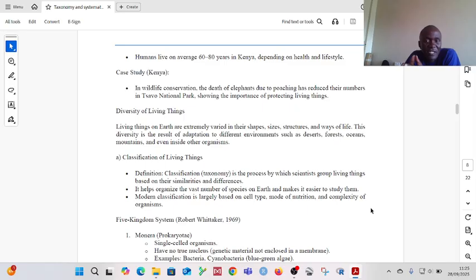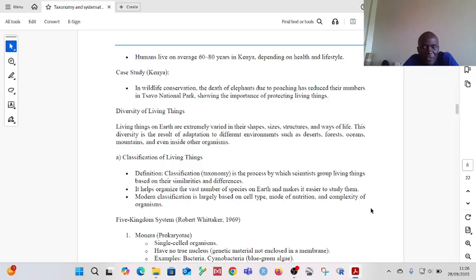Ile utapata kwa desert itakuwa tofauti na ile unapata kwa forest. Ile unapata kwa maji kwa mfano itakuwa tofauti na ile inapatikana juu ya mlima. Because those environments are different, then the living organisms that are found there will also be different because they are responding to their immediate environment. So it is on the basis of these differences that we need to classify living organisms because we must find a way of creating order.